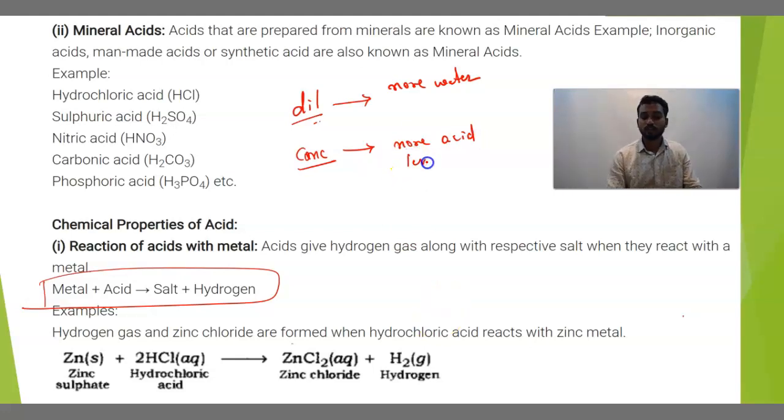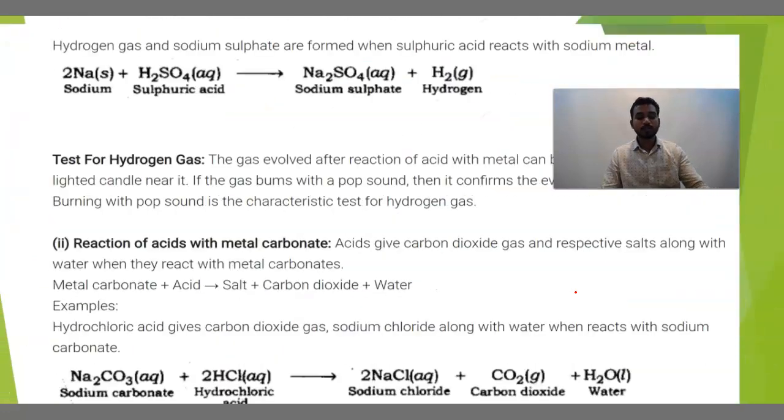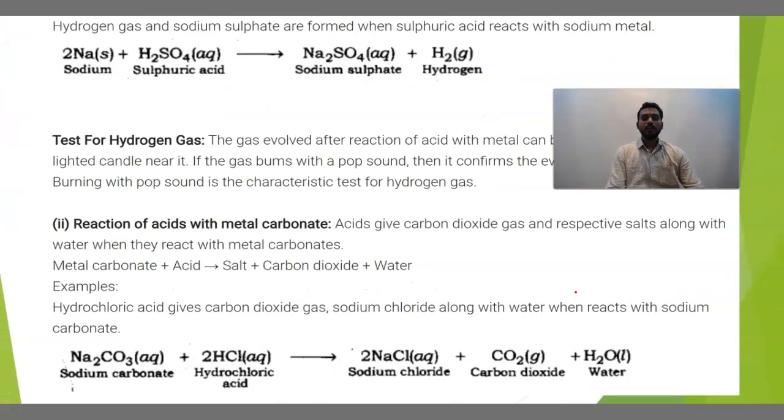Less water, more acid. That is known as concentrated. Dilute means more water, less acid. I hope the concept is clear to you. What is the difference between dilute and concentrated? Done. Now, in the same way, hydrogen gas and sulfate are formed.